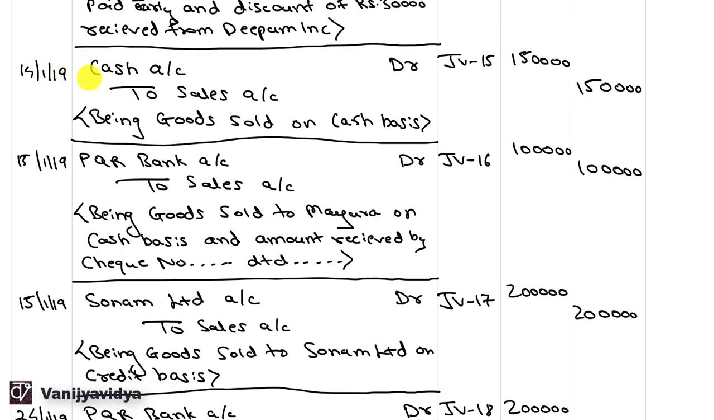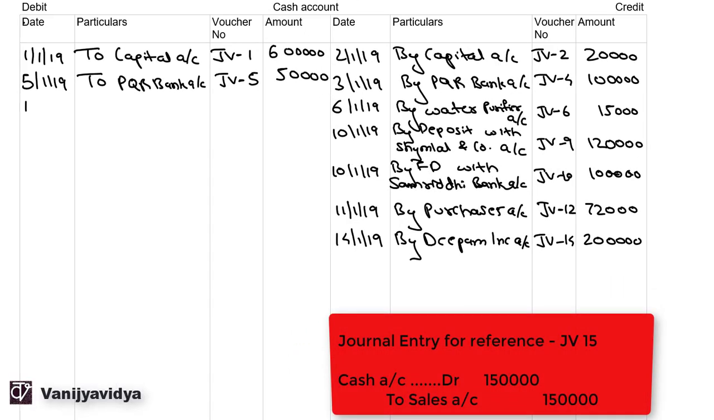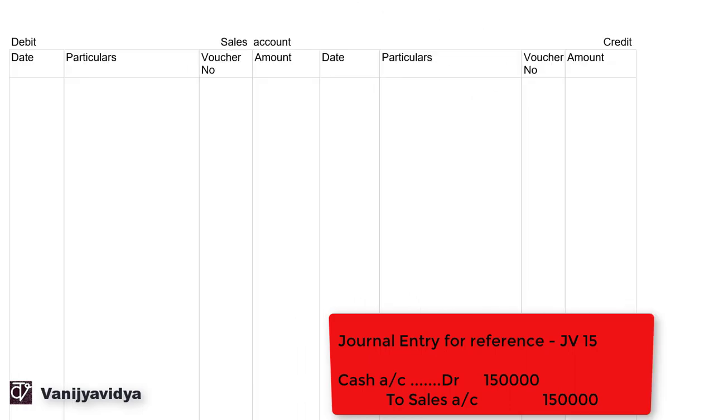14 Jan 2019, cash account debit 1,50,000 to sales account 1,50,000, JV15. So one impact will be on the debit side of cash account and one more impact will be on the credit side of the sales account. Let's post this entry. On the debit side of cash account, 14 Jan 2019 to sales account JV15 1,50,000. On the credit side of sales account, 14 Jan 2019 by cash account JV15 1,50,000.